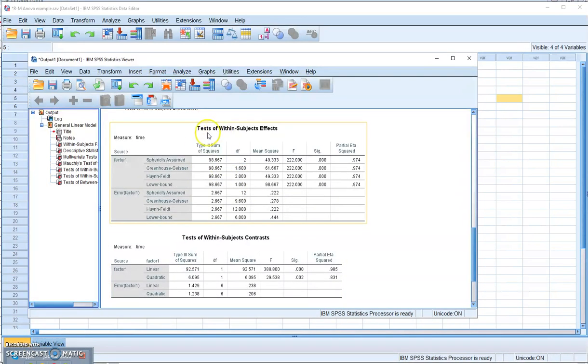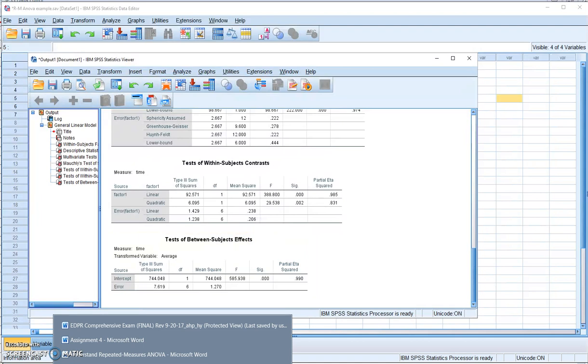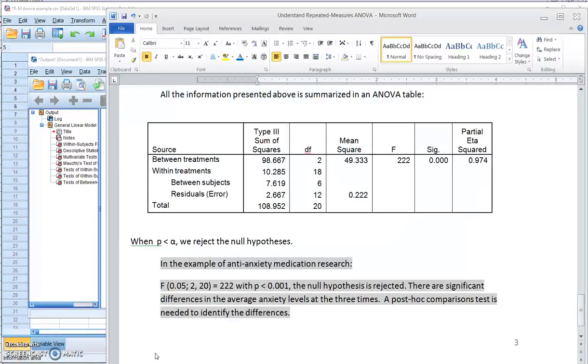So with the information from the test of the within subject effect and the information from the last line, the test of between subject effect, you can summarize the test result into a table like this. Even though SPSS does not straightforwardly offer you a table like this, you can do this yourself. We have between treatment type sum square, that's 98.667. Degree of freedom is 3 less 1, which gives you 2.